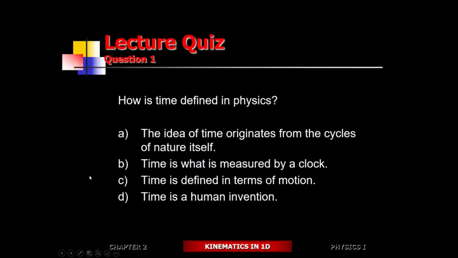Pick out the best answer, and when you do, just put it in the chat. A, B, C, D, just put down whatever it is that you're thinking. Put it in the chat. Excuse me, so what's time?